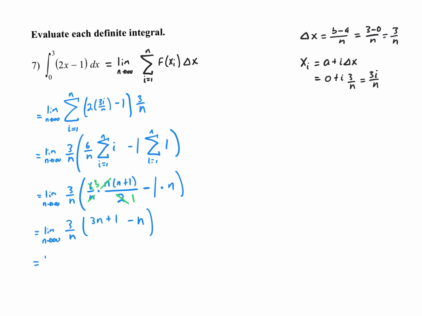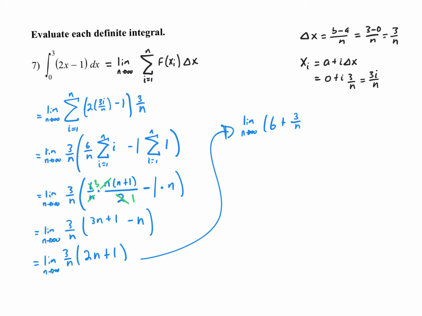Which would be the limit as n goes to infinity of 3 over n times 2n plus 3. I'm going to distribute that in. That's going to be this times this. The n's would reduce and just give me 6 plus 3 over n.